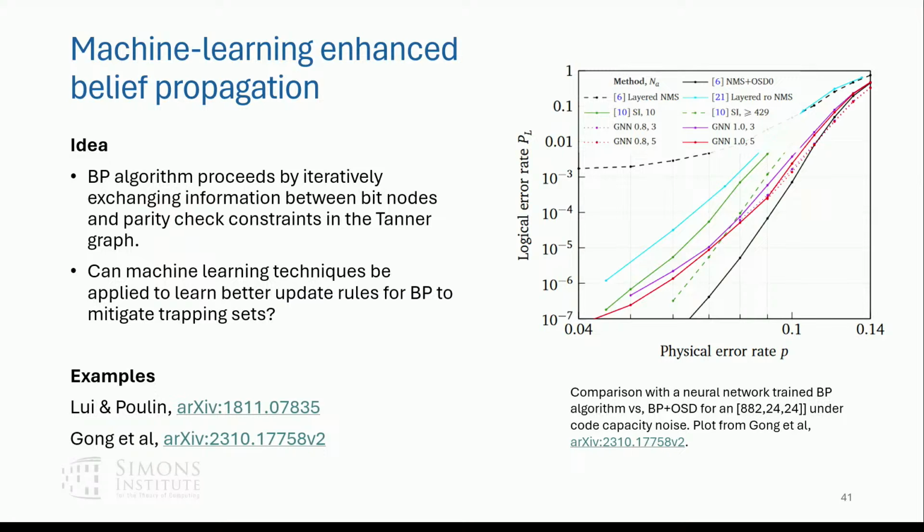The problem, of course, with this is that, as with many things to do with neural networks, scalability can be a problem. Can you ensure that it still works once you start increasing the size of the codes?